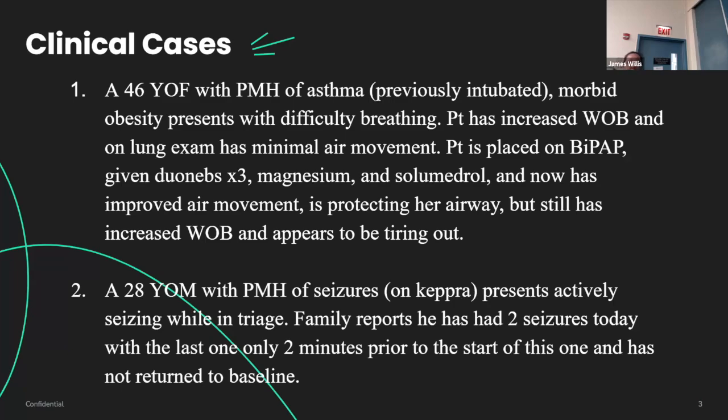In contrast, we have a 28-year-old male with a history of seizures on Keppra, presents actively seizing while in triage. The family says he's had 2 seizures today, the last one only about 2 minutes prior to the start of this one, and has not returned to baseline. So when we're considering many of these patients and we're moving toward intubation, a big thing we're trying to see is whether this is a patient that would need rapid sequence intubation, or would you consider more of an awake intubation?